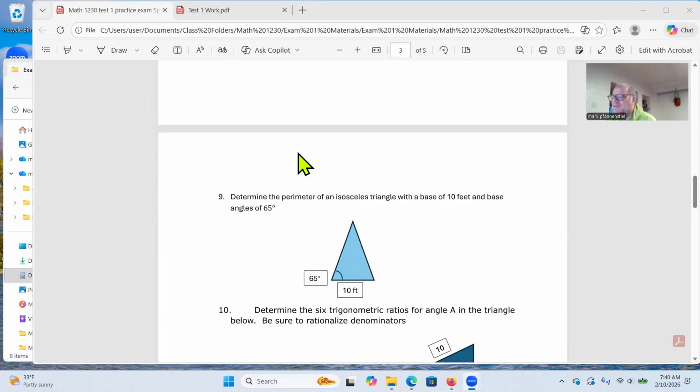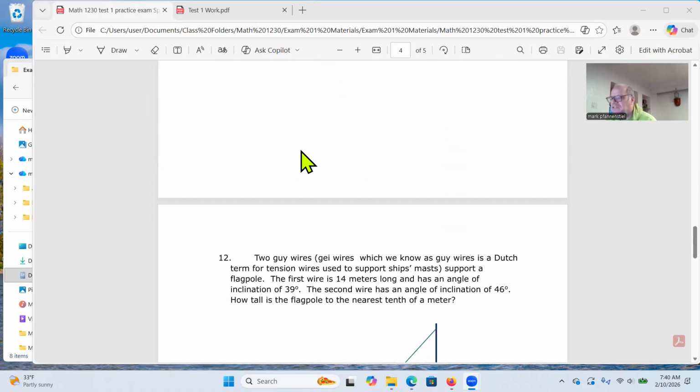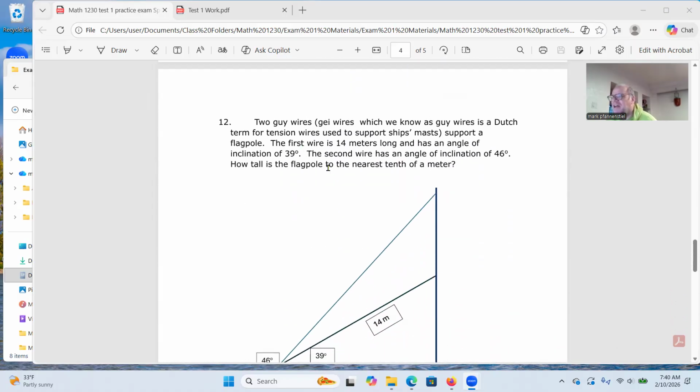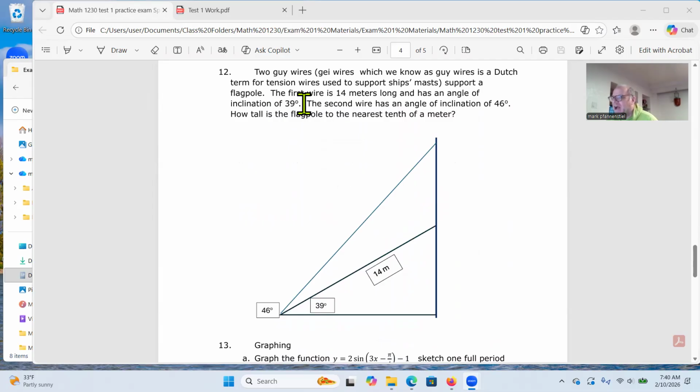There is no problem number 11, so we are going to skip right on and do problem number 12. We're looking at guy wires. There's a little bit of history behind that. The first one we know is 14 meters long and has an angle of 39 degrees. The second one has an inclination of 46 degrees, and they want to know how tall the flagpole is to the nearest meter. Let's see if we can figure out what's going on here.